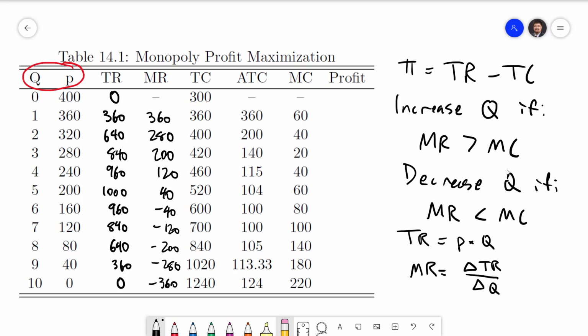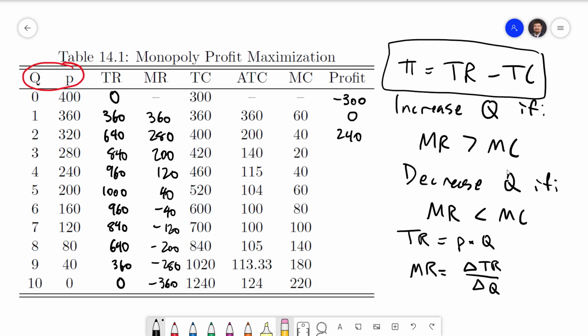The last column that I'm going to fill in here is the total profit. And I'm going to use the equation right here, profit equals total revenue minus total cost. At 0 output, we have a total revenue of 0, a total cost of 300, so negative 300. At 1 output, total revenue is 360, and total cost is also 360, so we have a profit of 0. At 2 output, we have a total revenue of 640 and a total cost of 400. That leaves us with 240 profit.